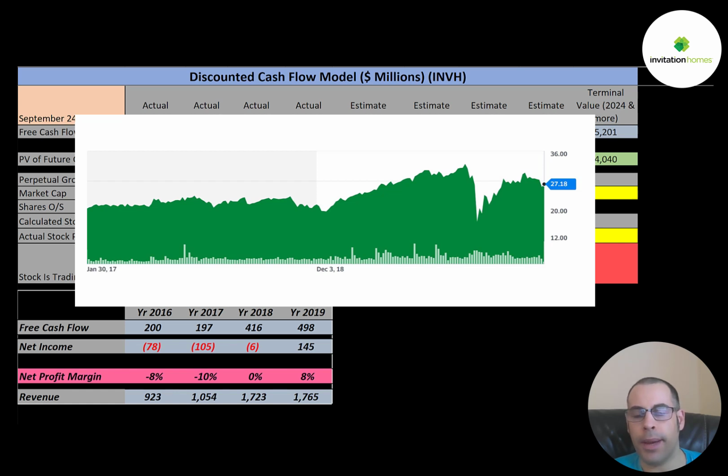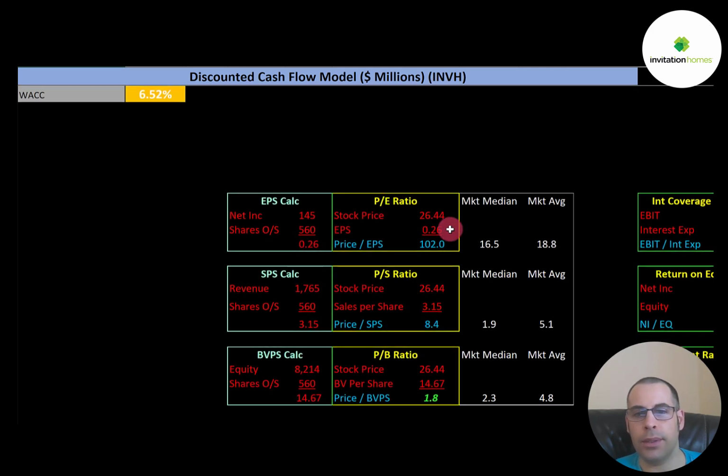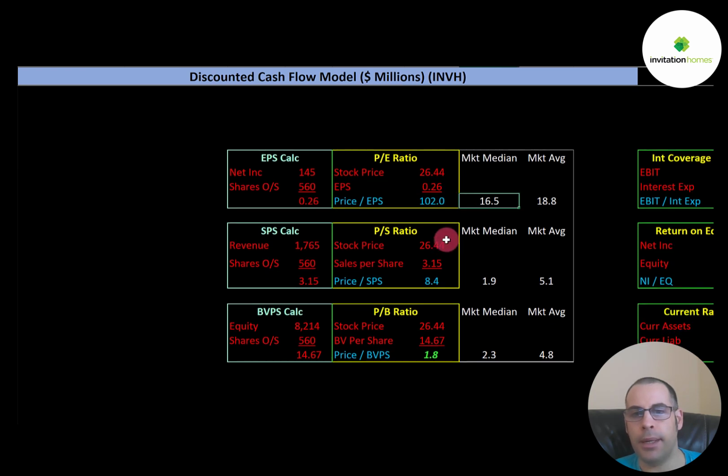It's come almost way back up there. So according to my model, it seems overvalued. Let's look at the financial ratios. Really bad PE, that's stock price over earnings per share. I like to see below 15, they're at 102.